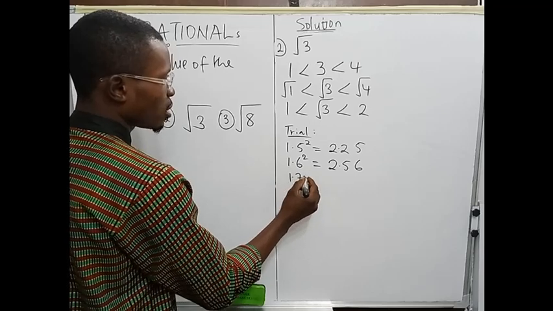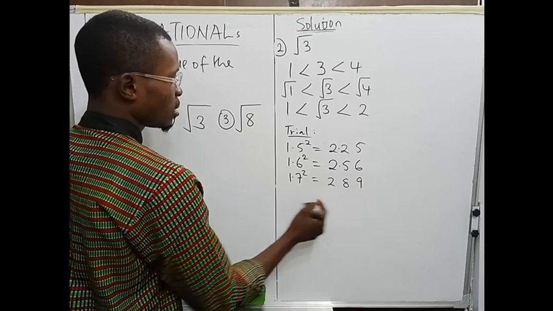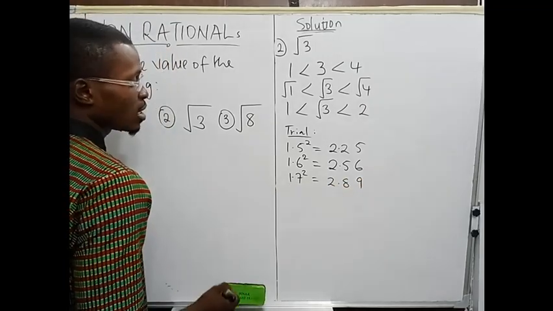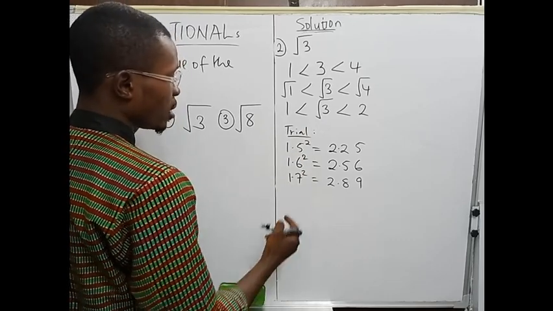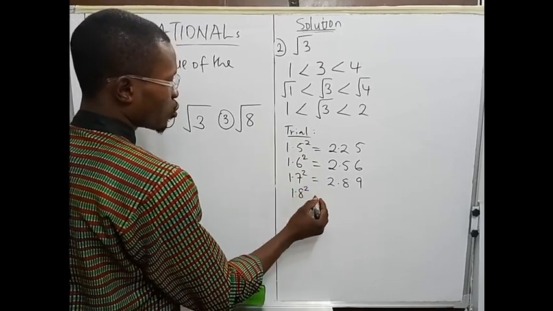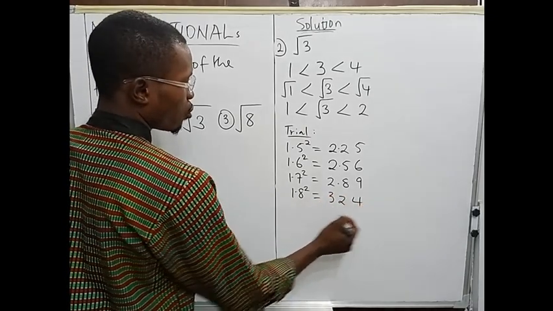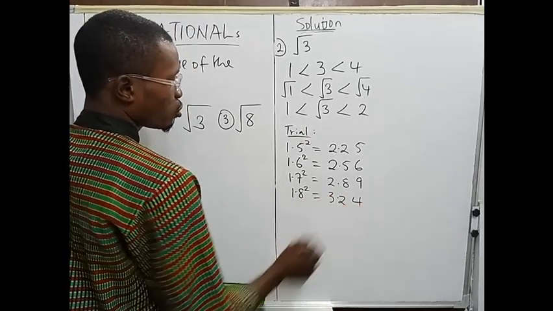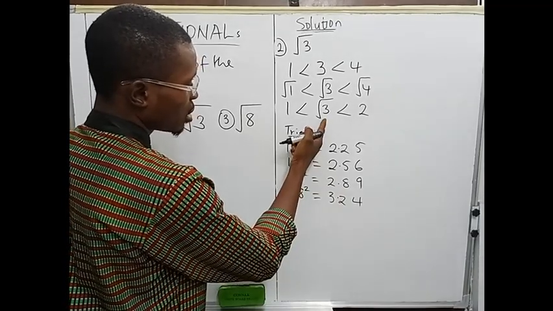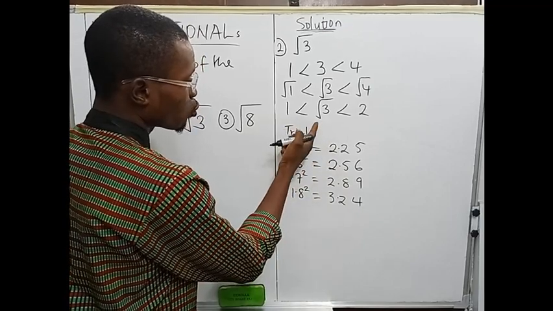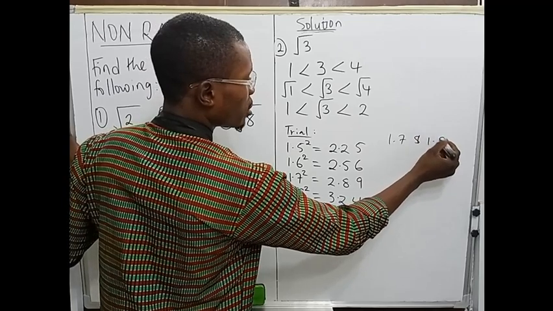Now 1.7 squared. 17 squared is 289. So 1.7 squared is 2.89. All right, we are getting closer. Now we try 1.8 squared. 18 squared is what? 324. So 1.8 squared is 3.24. So now we can see that this number is close to this, but this is more than this. So therefore root 3 must lie between 1.7 and 1.8.